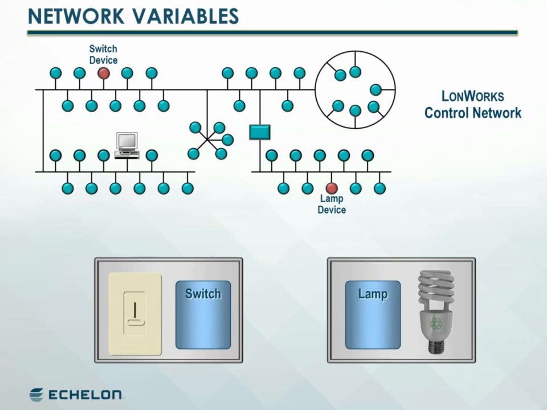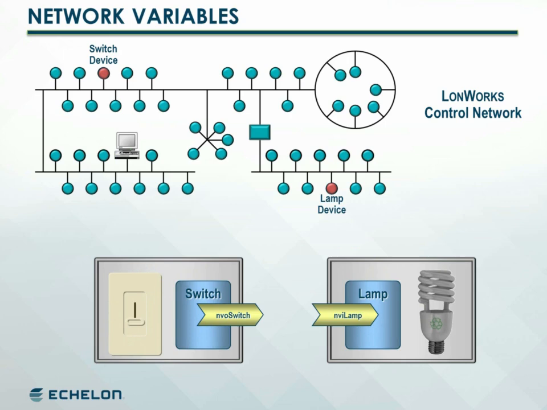A key component of LawnWorks is the innovative concept of network variables. Network variables make possible information-based rather than command-based control systems. In a LawnWorks system, each device application makes its own control decisions based on information it collects from other devices about what is going on in the system.